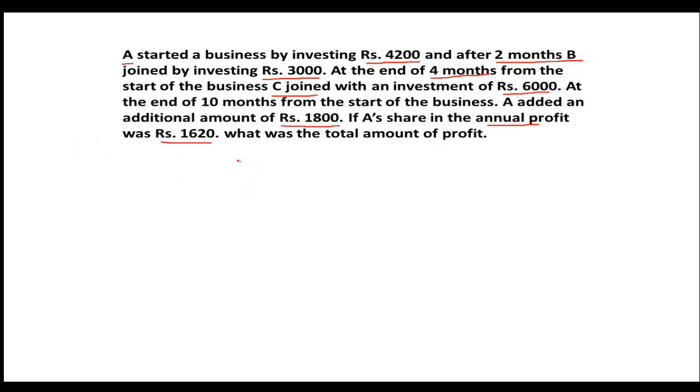Now here A has invested twice, so A's total investment is equal to, initially he invests rupees 4200, it means for a year, so his total investment will be 4200 multiplied by 12. Plus, again he invests rupees 1800 for 2 months, so it will be 1800 multiplied by 2. So the total investment will be equal to rupees 54,000. So A's investment is rupees 54,000.